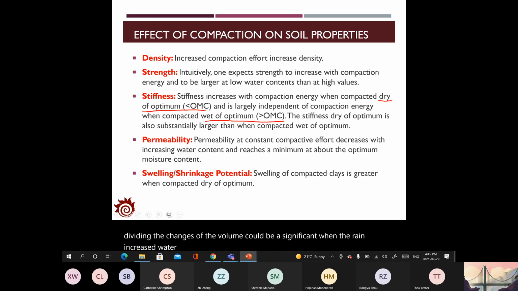So in reality, the most common way for us to conduct the compaction for the in situ soil, or for the aggregates we want to use for the pavement design, is to do the compaction a little bit wetter of the optimal. With that, we can maintain a reasonably high stiffness, but we can also prevent the swelling or the shrinkage potential.